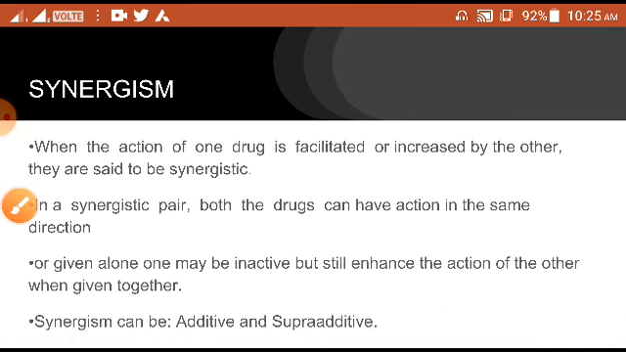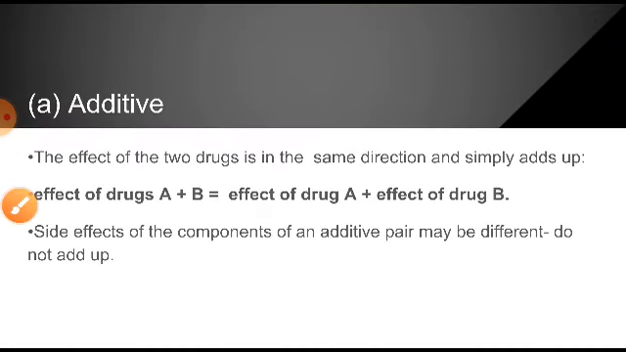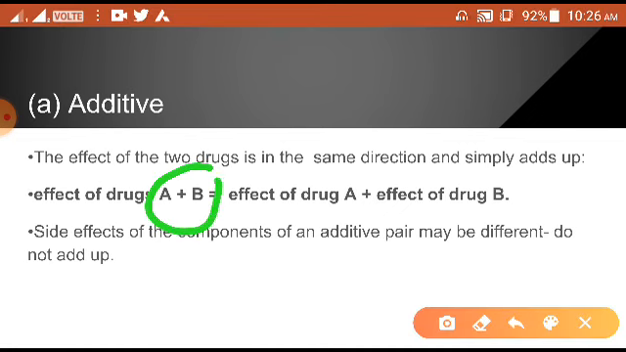So first, we'll see additive. The effect of the two drugs is in the same direction and simply adds up. What happens here? Effect of drug A plus B. This is your combination here, A plus B. What does it give? It gives the effect of drug A plus the effect of drug B. So once you combine two drugs, their effects also get combined and give you the combined effect, okay?